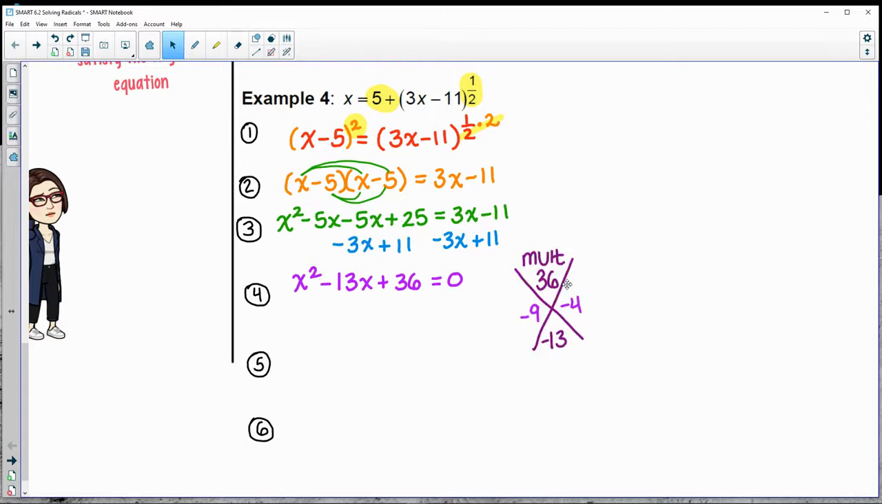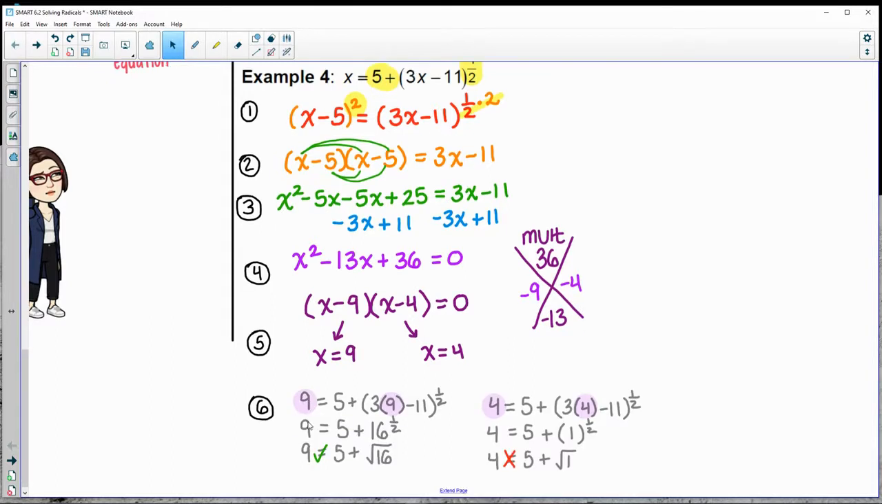And it looks like I need to get to positive 36, negative 13. And yes, I have two possibilities. And there we are. I've got x could be 9, x could be 4. But again, did you check your solutions? And unfortunately, only one of them worked again. This one just happened to be x was equal to 9. X equals 4, I'm pretty sure that 5 plus 1 does not equal 4.